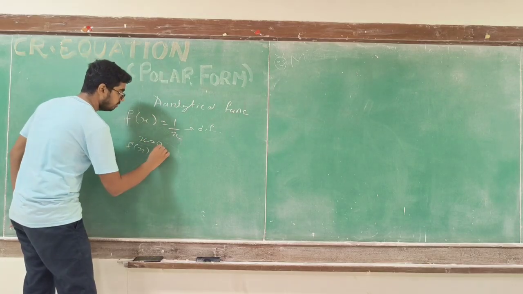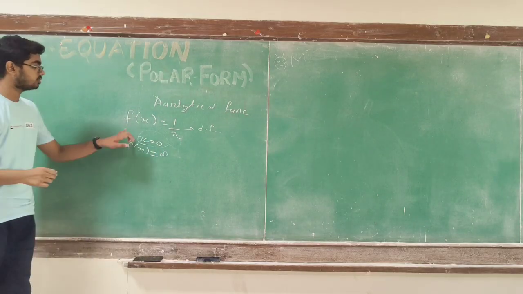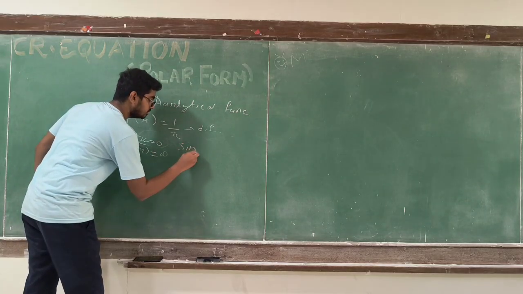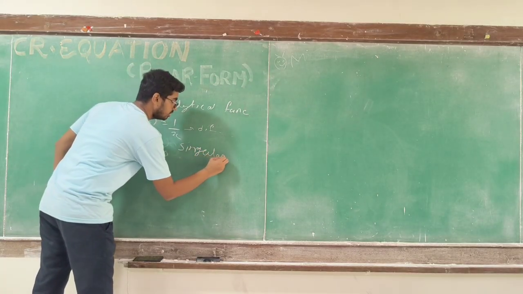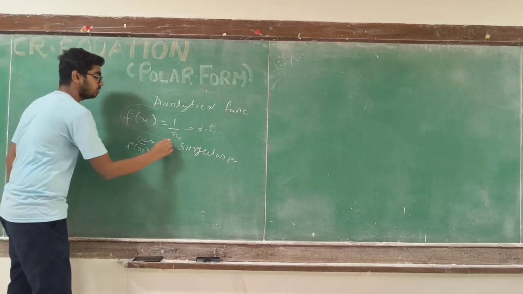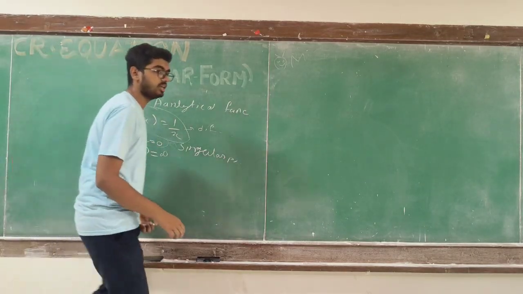The point where the derivative of this function f of x comes out to be infinite is called a singular point. And at this point x equals 0, the function f of x equals 1 by x is not analytic.